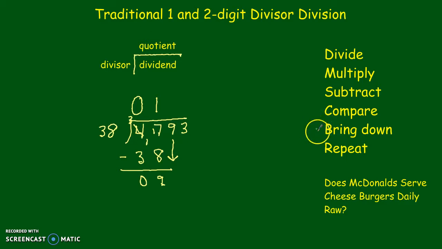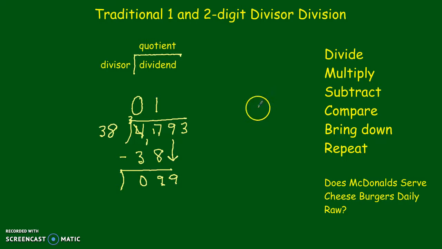Then after I bring down, I have to repeat the whole process again. Oops, and I forgot to bring down that 9. So now I have 99 that I'm going to divide by 38. So if I have 99, how many groups of 38 can I make? Well, I think I can do 2.